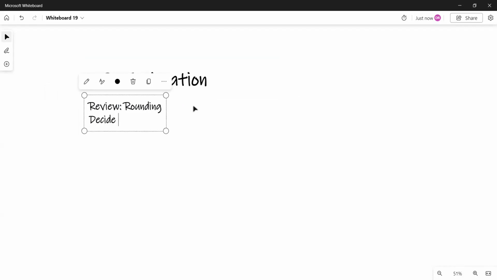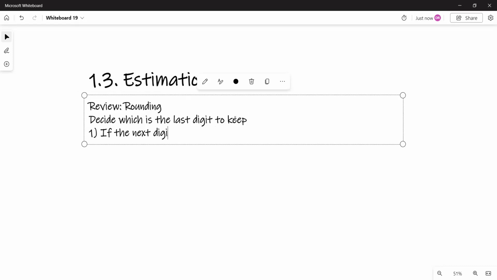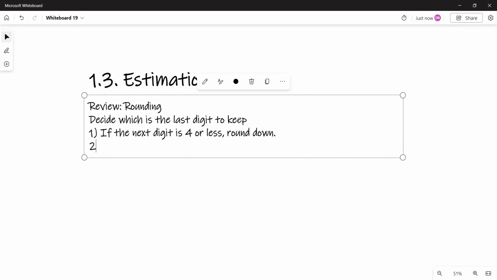Decide first which is the last digit to keep. And if the next digit is 4 or less, round down. And if the next digit is 5 or more, round up.